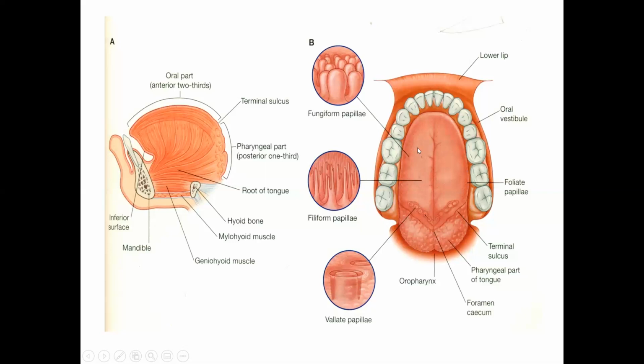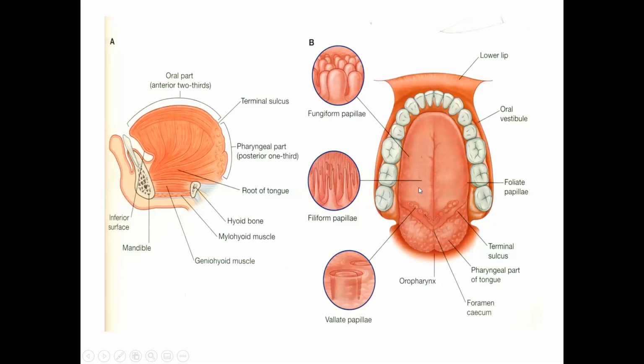Also, they contain the taste buds. So the taste buds are located in the papillae. So we have the fungiform papilla, filiform papilla, vallate papilla, and the foliate papilla.